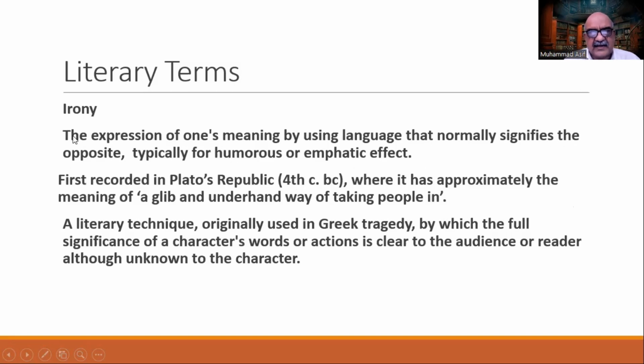Irony: the expression of one's meaning by using language that normally signifies the opposite, typically for humorous or emphatic effect. First recorded in Plato's Republic, where it has approximately the meaning of a glib and underhand way of taking people in. Also a literary technique originally used in Greek tragedy by which the full significance of a character's words or actions is clear to the audience or reader, although unknown to the character.